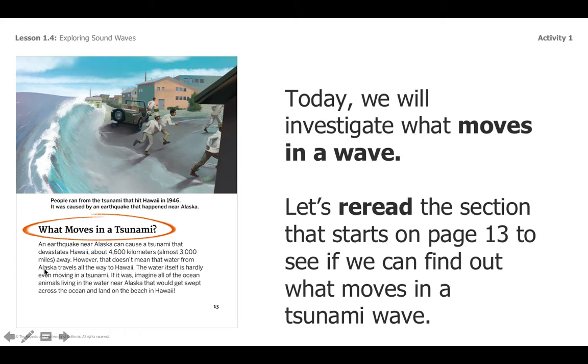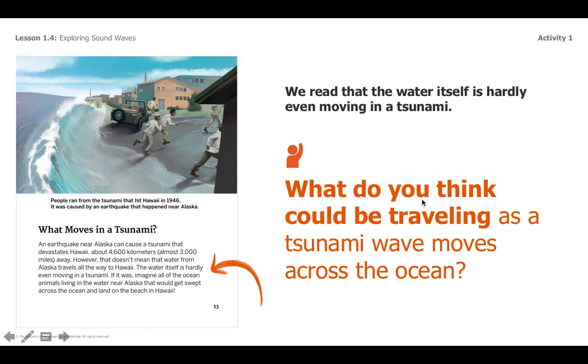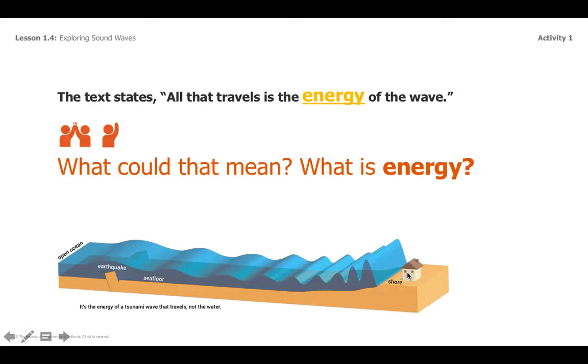The water itself is hardly even moving in a tsunami. If it was, imagine all of the ocean animals living in the water near Alaska that would get swept across the ocean and land on the beach in Hawaii. Well, if I look back in this paragraph, I know that the earthquake is the source. The earthquake is what is causing the tsunami. Then it says, what do you think could be traveling as a tsunami wave moves across the ocean? It says all that travels is the energy of the wave.